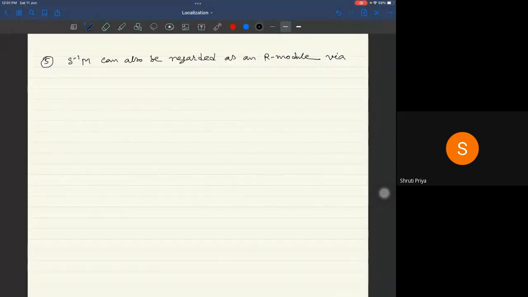So you can consider S inverse M as an R module via this map from R to S inverse R, where a goes to a by 1. So you consider an element of R and an element of S inverse M. How can you define the product? So a you can think of as a by 1, right? It is ax by s. So you can consider S inverse M as an R module.